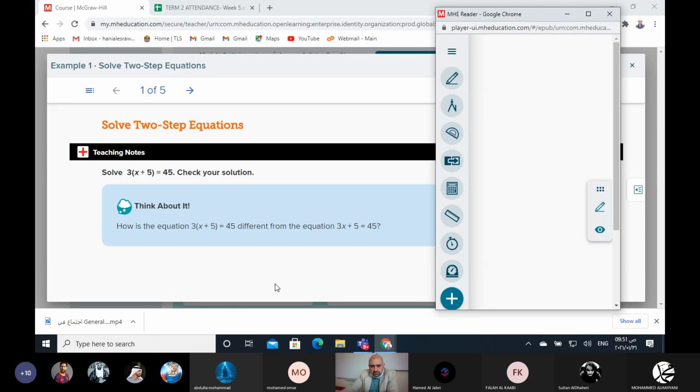Now we want to compare between the two forms of equations here. What is the difference between this form and this form? The first form, 3 multiplied by, between parentheses, x plus 5 equal 45. And the next form we have 3x plus 5 equal 45.